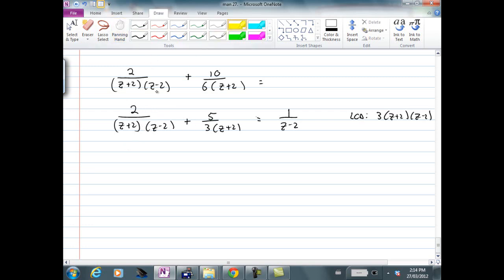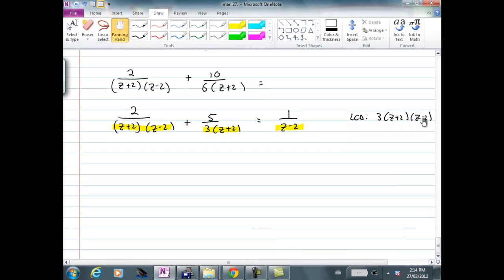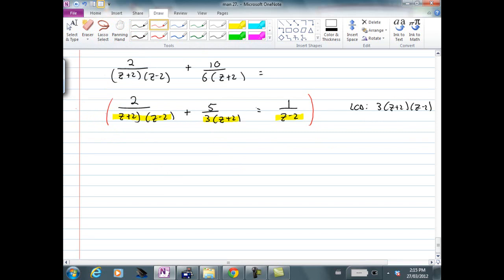If I look at this, and this, and this, would you agree that all three have a common LCD of this? Right here. So why don't I multiply the whole entire equation? I'm going to multiply the whole entire equation by 3, z plus 2, z minus 2. Oh, let's make more room. So I'm going to multiply this by 3, z plus 2, z minus 2.